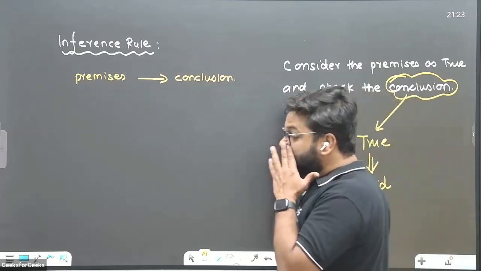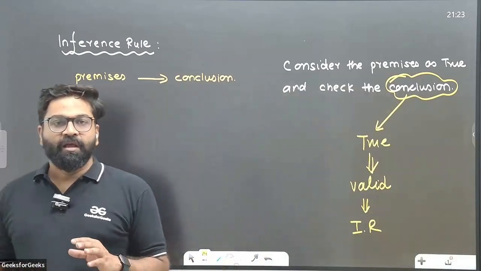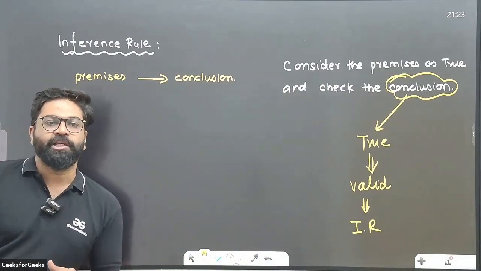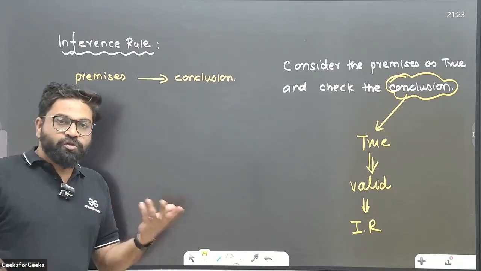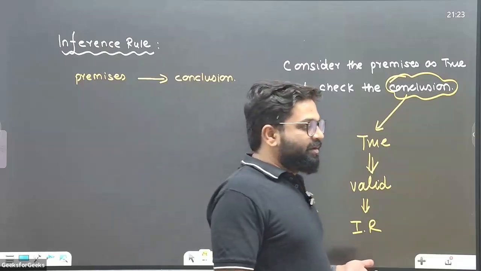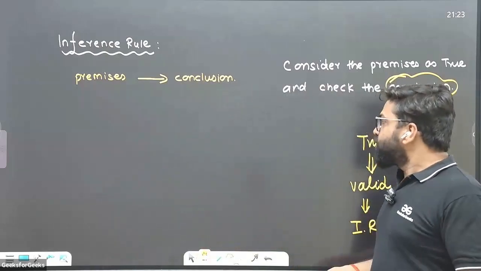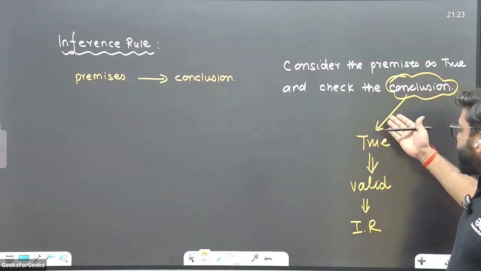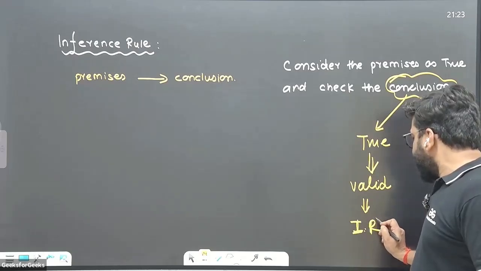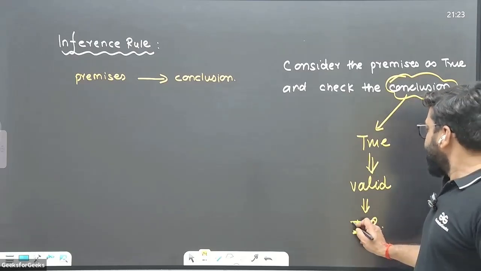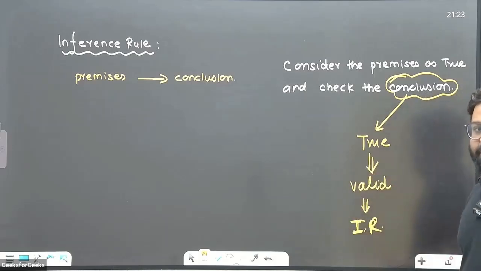So you do not have to do anything. You have to consider the premises as true. When you are taking your left side as true, you have to check the right side. The right side can be true or false. If your right side is coming as true, then everything will become true. When the conclusion becomes true, this comes under the inference rule, and the whole thing will become valid.